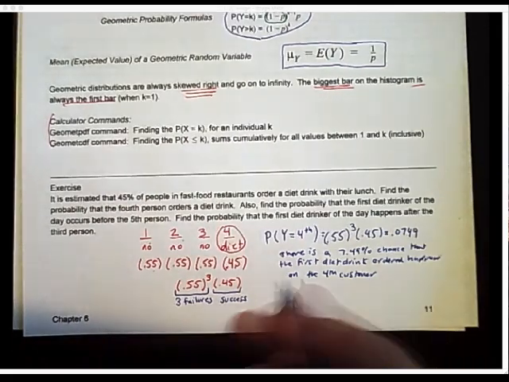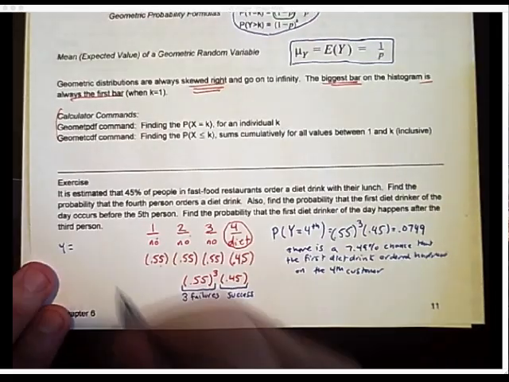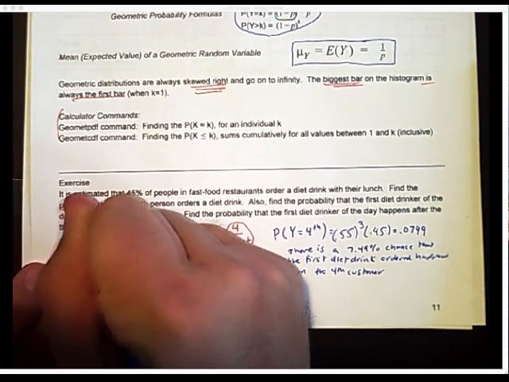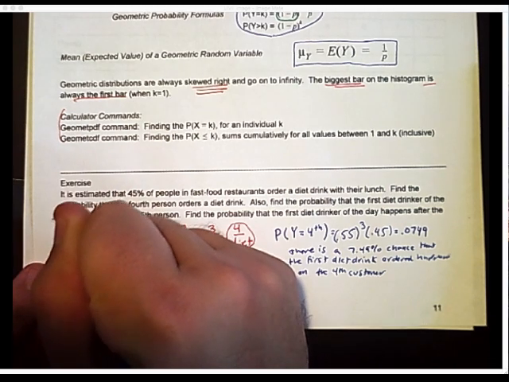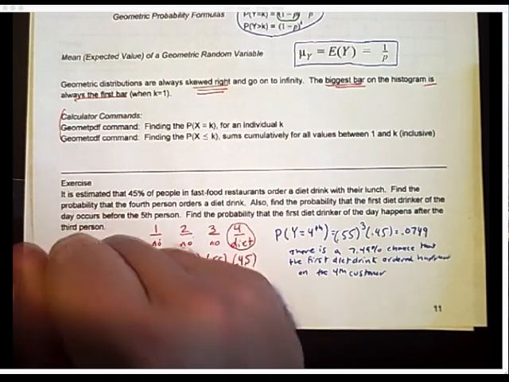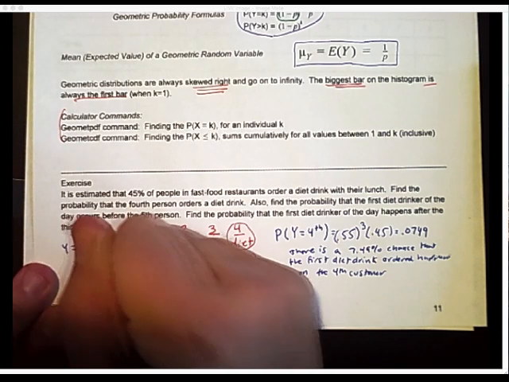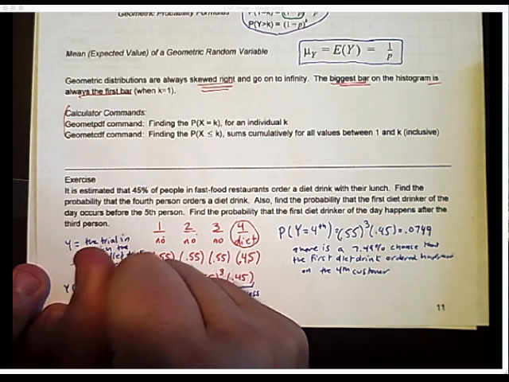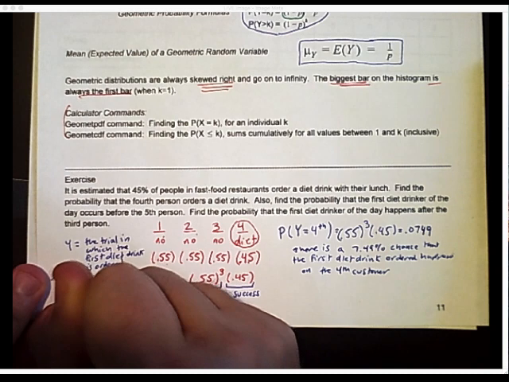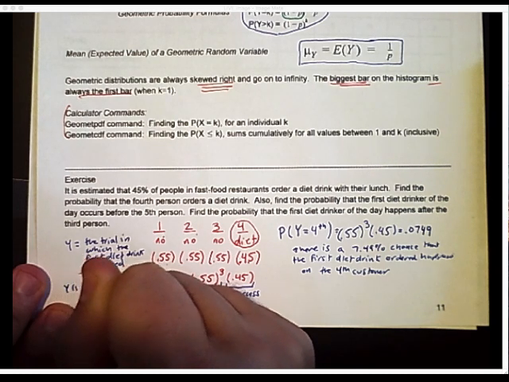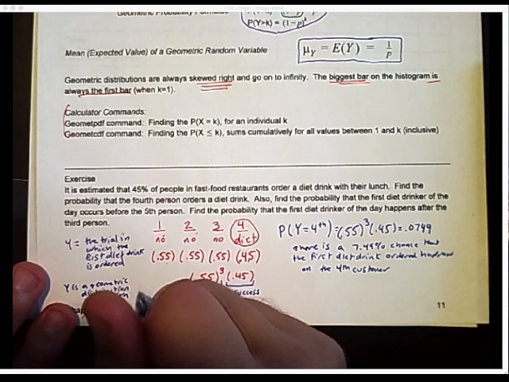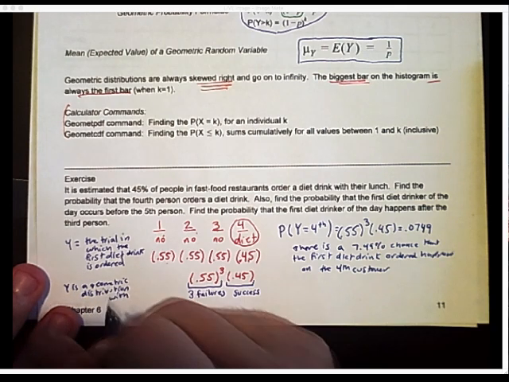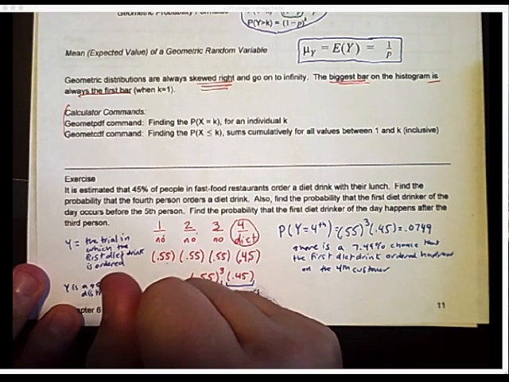So what does y actually equal? Y equals the trial in which the first diet drink is ordered. So we can say that y is a geometric distribution with, okay, there's no symbol, it's not like a b, like binomial, okay? So I'm just going to tell the reader y is a geometric distribution with a probability of success of 0.45.